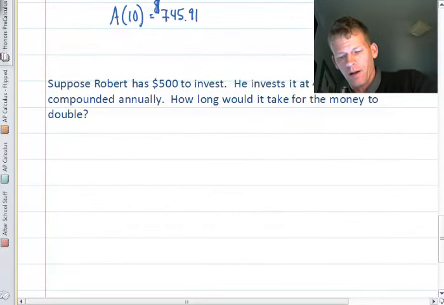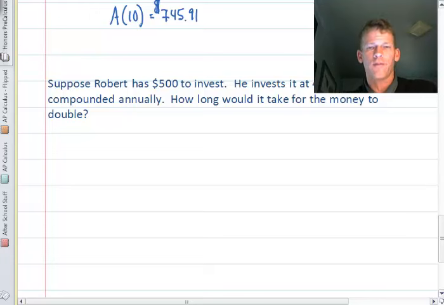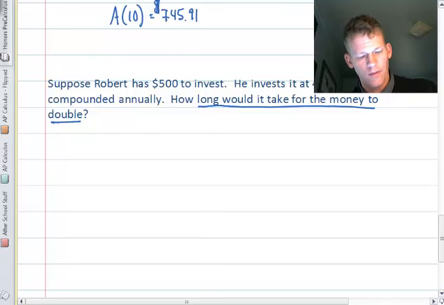Okay, so the other type of problem that you might encounter is what happens if you are trying to figure out how long it would take for your money to double. This is just a different blank being left empty in the equation, and we're expected to find what that time frame would be at 4%. So let's figure that out.